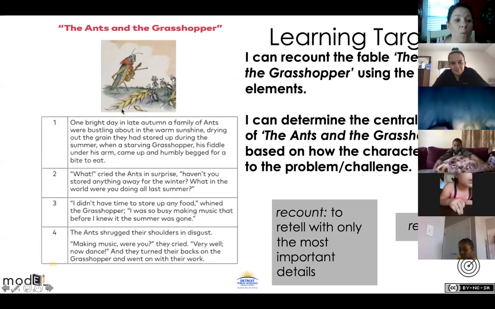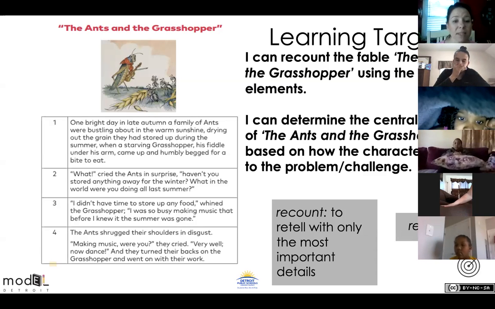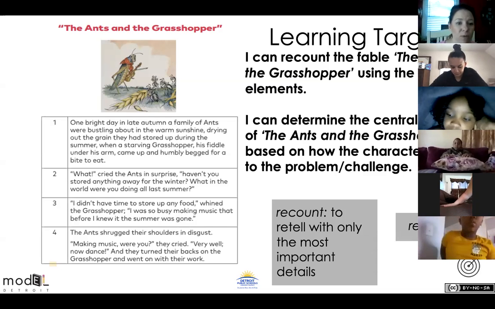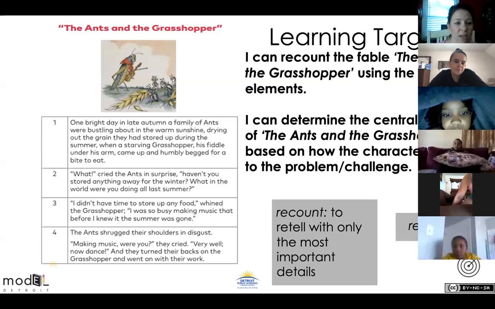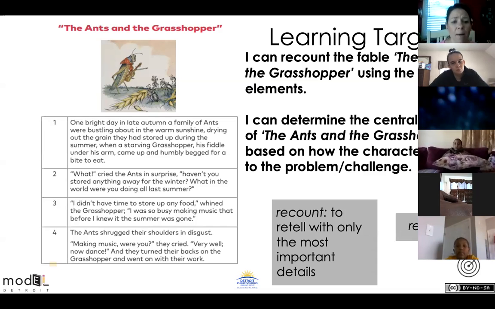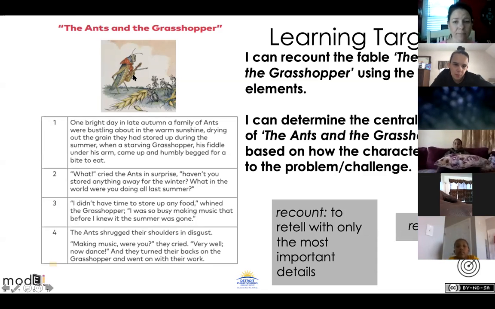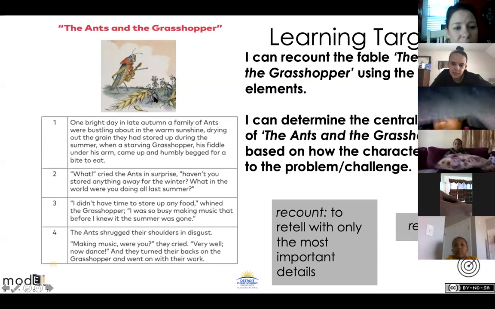One bright day in late autumn, a family of ants were bustling about in the warm sunshine, drying out the grain they had stored up during the summer, when a starving grasshopper, his fiddle under his arm, came up and humbly begged for a bite to eat.